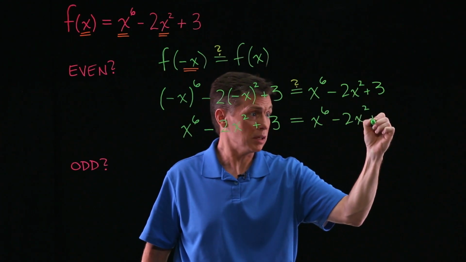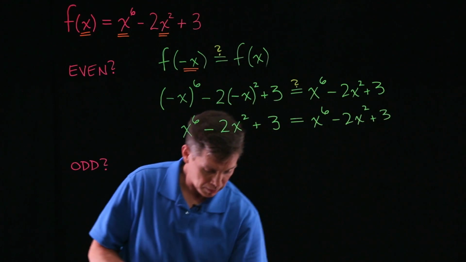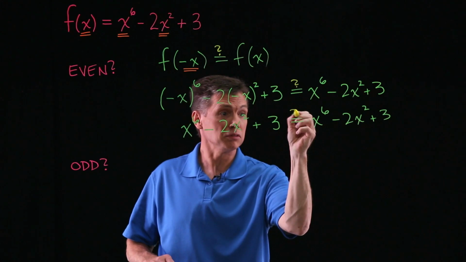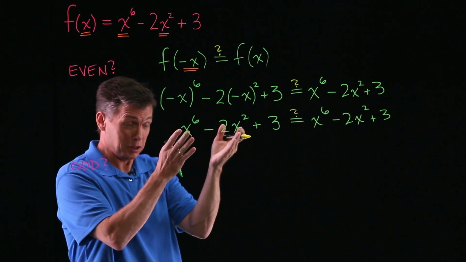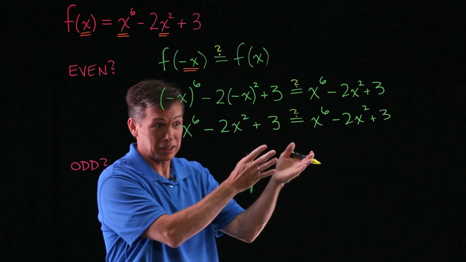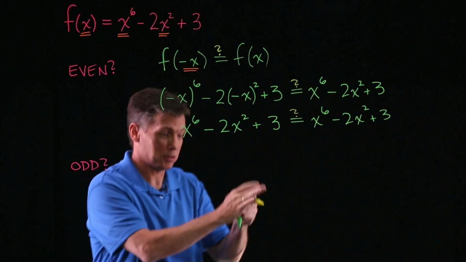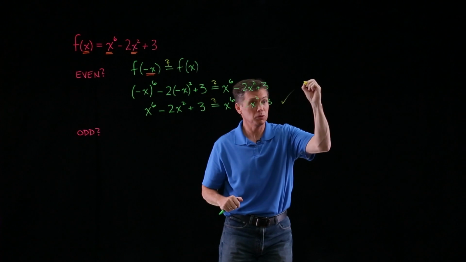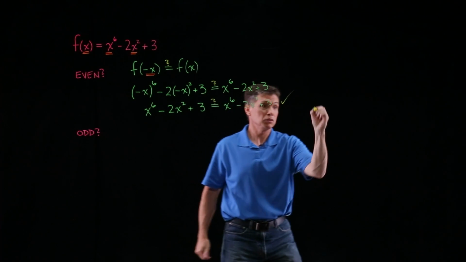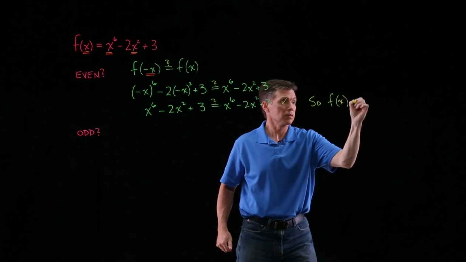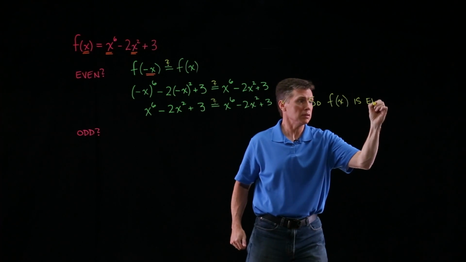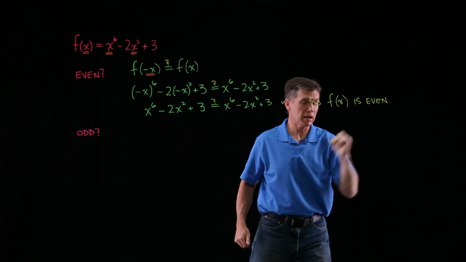The right-hand side didn't have anything to clean up, and so I'm asking myself, I hope, an easy question, is the left-hand side equal to the right-hand side? Yes, they're the same. So this question mark is a yes, so f of x is even. That's what we've established.